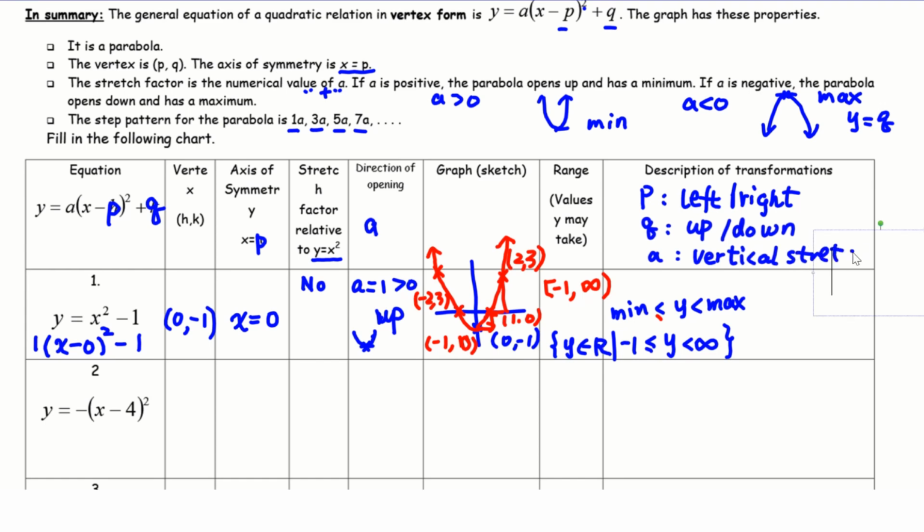And if A is less than 0, it will be a reflection. So in this one, A is 1, so no vertical stretch, no reflection. P is 0, so no left or right shift, just the whole graph of the parent function moved down 1 unit.